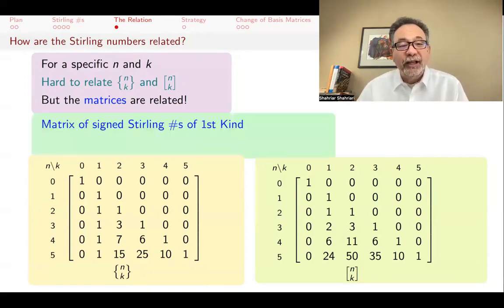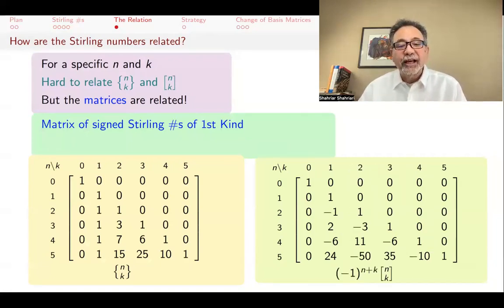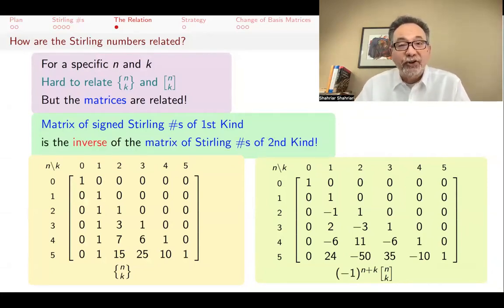How are they related? Well, first, instead of the Stirling numbers of the first kind, you have to look at the signed ones. And so what are those? You multiply each one of the n brack k's by minus 1 to the n plus k. So some minuses come in. Then you have these two matrices, and the two matrices are inverses of each other. They're matrix inverses. If you multiply the matrices, you get the identity matrix.